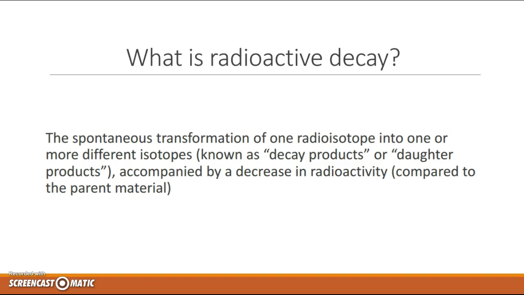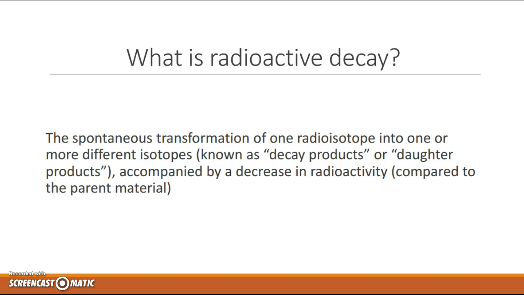So we have a definition, and we're going to go through it and break it down piece by piece. So radioactive decay is the spontaneous transformation. Basically, this means that it's the instant change of one radioisotope into one or more different isotopes. So a radioisotope is basically just a radioactive element, atom, material. And what this is going to do is it's going to change into another element, atom, material. So if you look at the periodic table, it's going to go from one element to another element.